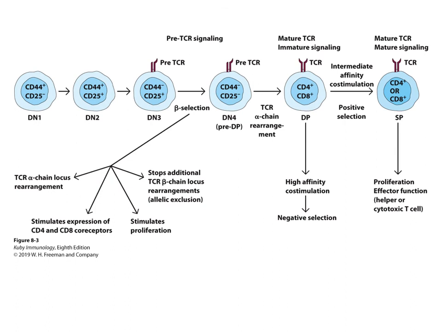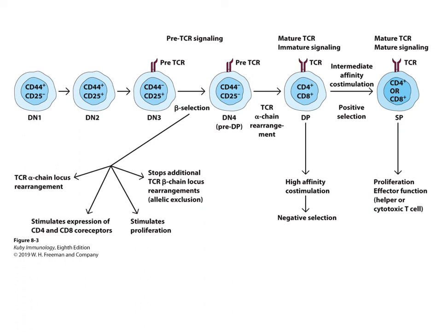Looking at our progression through development, again, as we've mentioned, we started with this double negative 1 subset, and then we progress through double negative 2 to double negative 3. Again, there are changes in expression levels, where we go from expressing CD44 to not expressing, and from not expressing CD25 to expressing. So those go inversely in their expression levels.